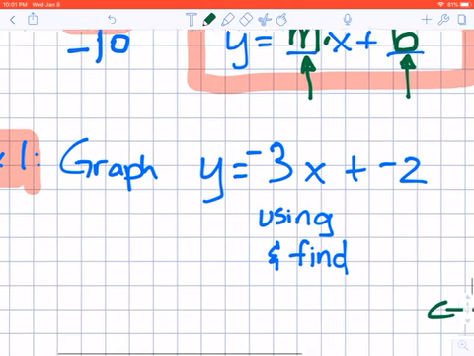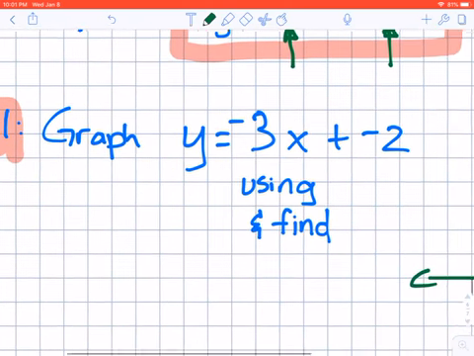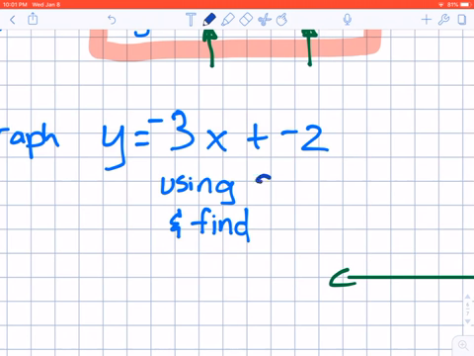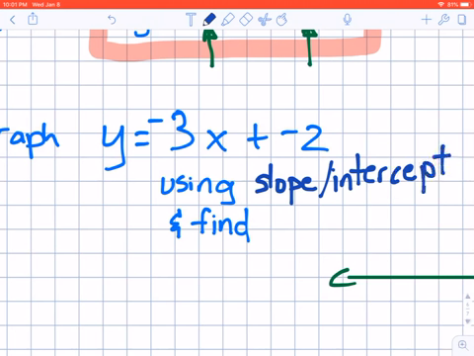All right, examples. Problems that you might see would say something like: graph y equals negative 3x plus 2, using slope and intercept. And sometimes they'll even tack on something like, find the, not y-intercept, which you need for the graphing, but find the x-intercept. Okay, so we're doing two things. We're graphing and we're finding an x-intercept.